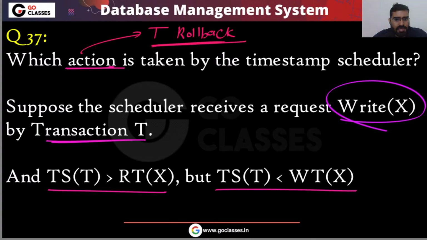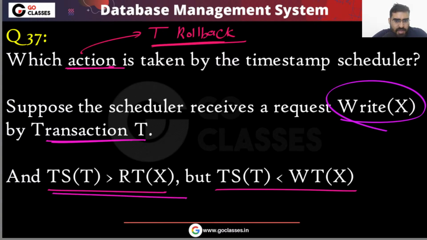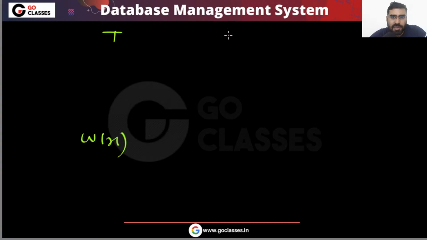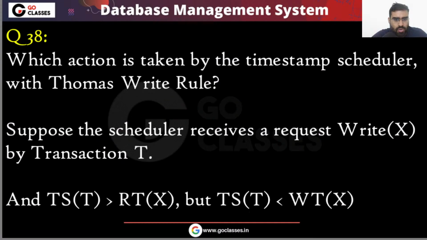Correct? Here T will roll back because the question is saying that this T wants to write item X. But the read part is perfect, there is no problem here. The question is saying that some other transaction has already written X. This is not allowed by TSP. Yes or no? Will this be allowed by Thomas Write rule?